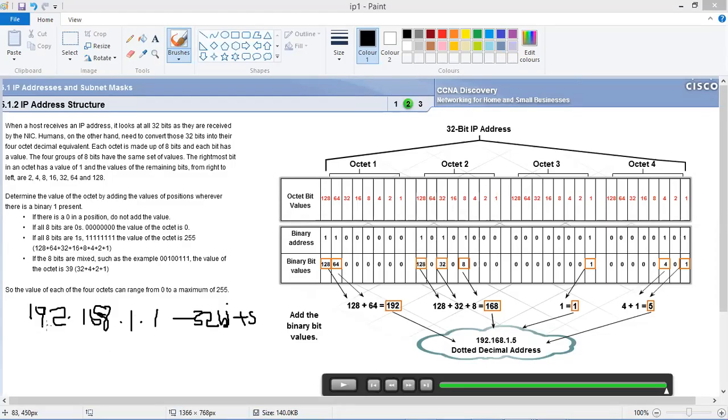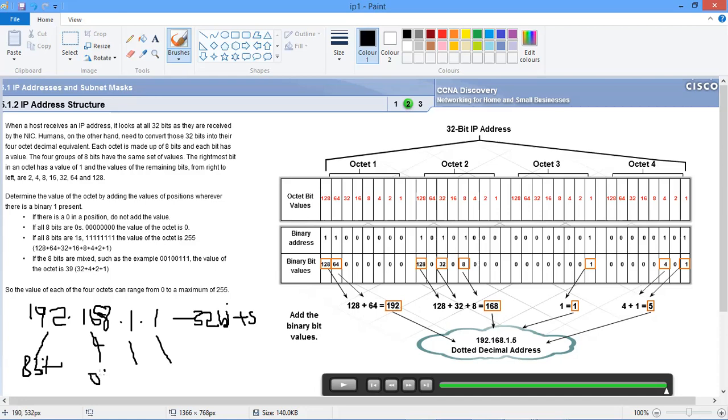So as I was saying before, an IP address is a logical address and it's 32 bits, as you can see on the board. Each group of it is 8 bits. That means 8 bits, 8 bits, 8 bits. And 8 bits is what we refer to as an octet.